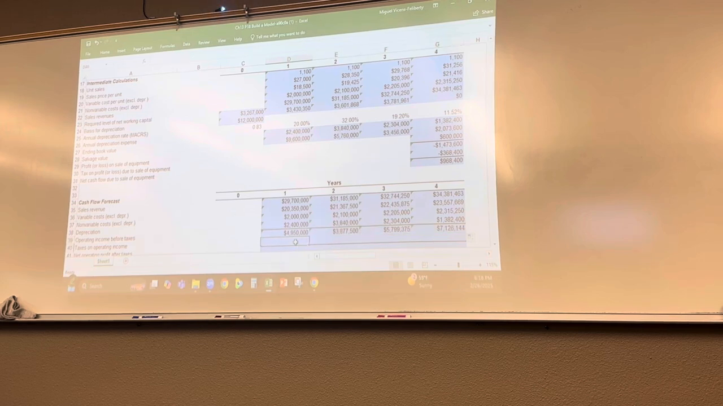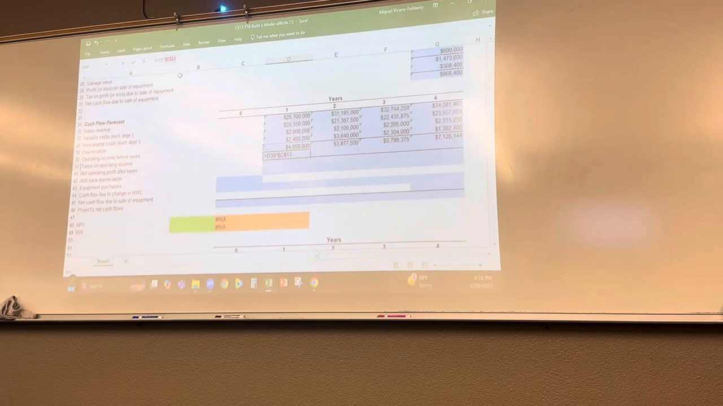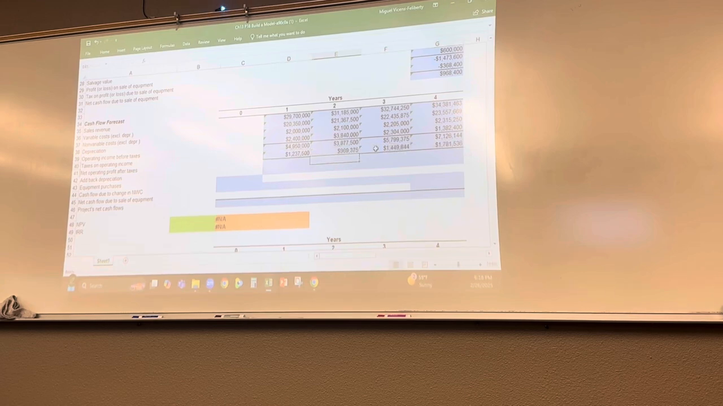This is what I pay taxes on though. So I'm going to multiply this number times my tax rate. I'm gonna lock that tax rate reference in, and figure out what my tax expense every year is. This times 25%. This times 25%.